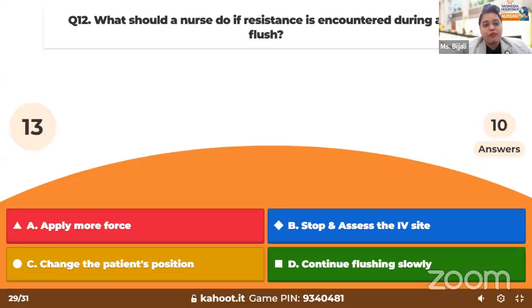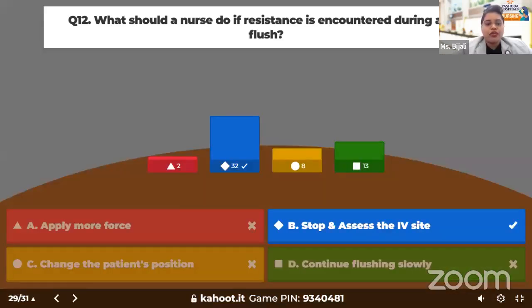Options are: apply more force. Next is stop and assess the IV site. Next option is change the patient's position. And last is continue flushing slowly. So 4 seconds, 3 seconds left. 49 have answered over here. So yes, we can see over here the option is B, stop and assess the IV site.